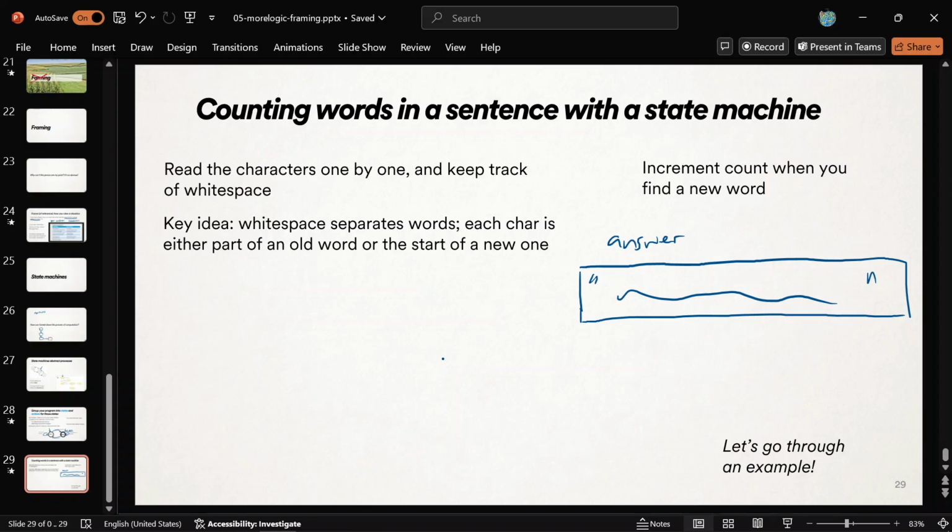And you might be wondering, isn't it easy to count words in a sentence? What if the user just says, hi, mom, hello, and that's it? Just count the spaces, right? You might say, just count the spaces, add one. You counted the words. I don't even need a state machine. Well, let me show you why you're wrong.